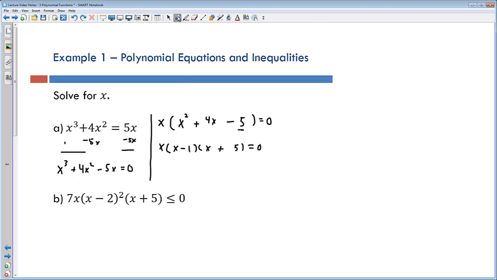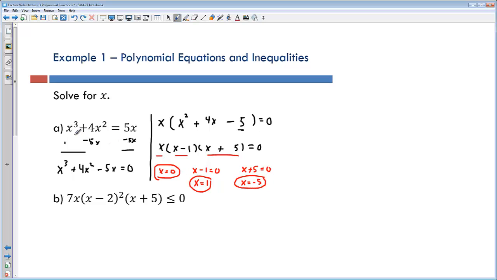So now we have three things that we're multiplying together, and we're getting 0. So what we know is either x is equal to 0, the first thing, or the second thing is equal to 0, or the third thing is equal to 0. The reason for this is the only way to get 0 when you're multiplying stuff together is one of these things has to be 0. So here's our first answer for x. Our second answer, we have to add 1 to both sides here, and we get x equals 1. And our third answer, we have to subtract 5 from both sides, so we get x equals negative 5.